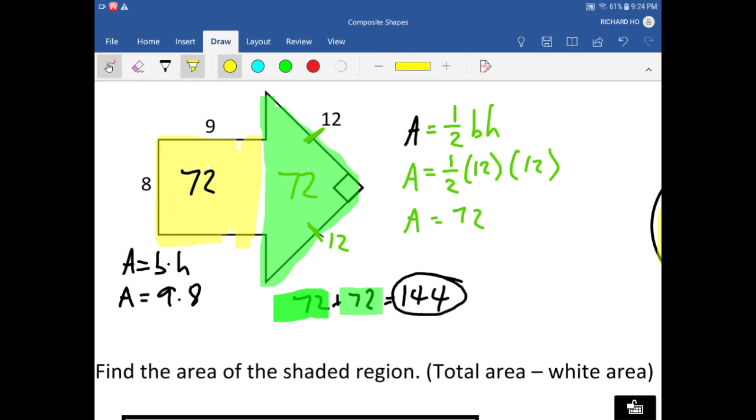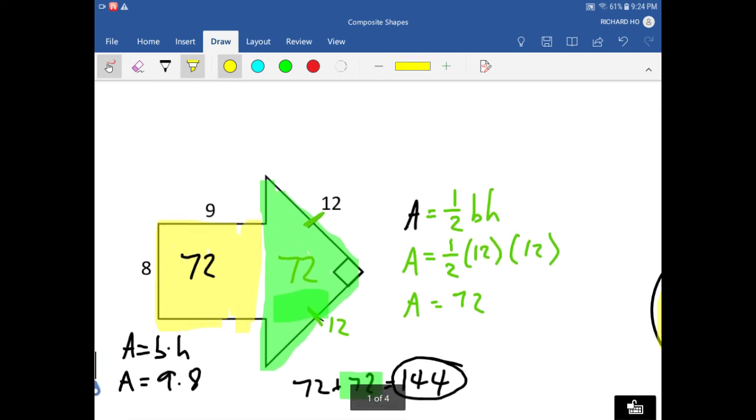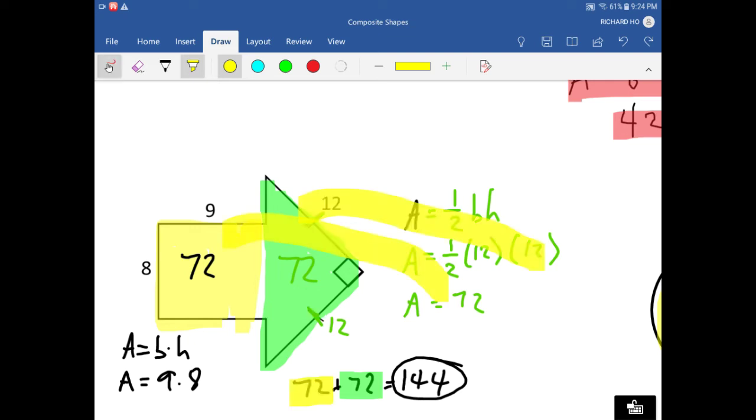There's some sort of lag in my highlighter. Let's try that again. That's the yellow one. There we go. Let's try that again. Yellow.